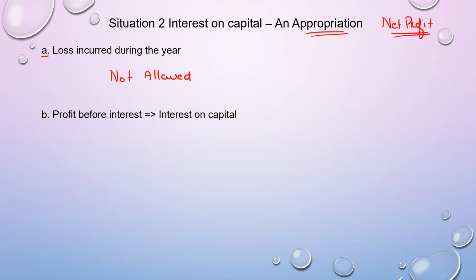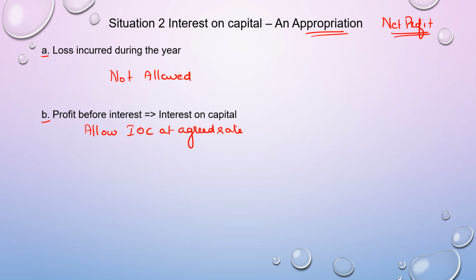Hope that is clear. The next situation that you can face is where you have profit before tax. So you have net profit during the year, and when you compare that profit before subtracting the interest on capital, you find that it is equal to or greater than interest on capital. Then what do you do? The situation here says, according to this, you would allow interest on capital at agreed rate.